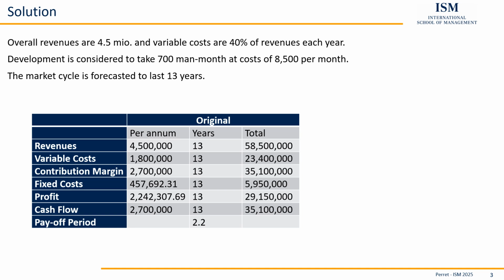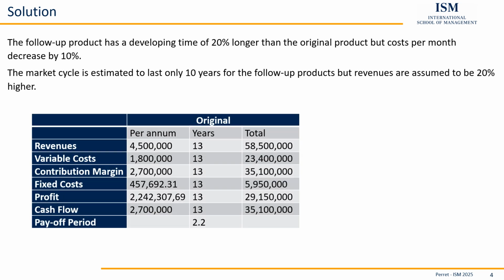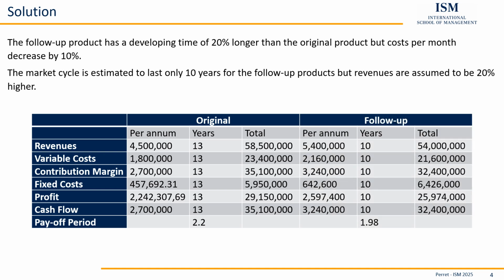Now we can consider the second version as well. That's the information for the second version. I copied, as a reference basis, the information for the first product as well. Now we're going to introduce this information into another table. First off, here we have a market cycle of 10 years, so all of this is based on 10 years.